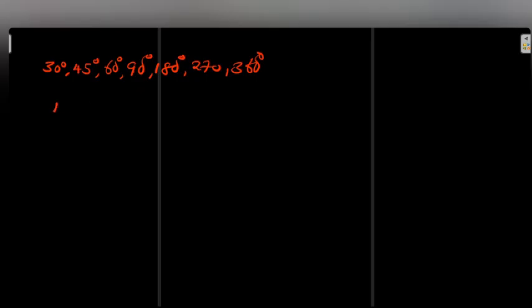Starting with 45 degrees as a special angle, we have a right angle triangle here. If here it is 45, then there it is also 45. So if this side is 1, then here it is also 1. Using Pythagoras' theorem, you're going to get root 2 for the hypotenuse.